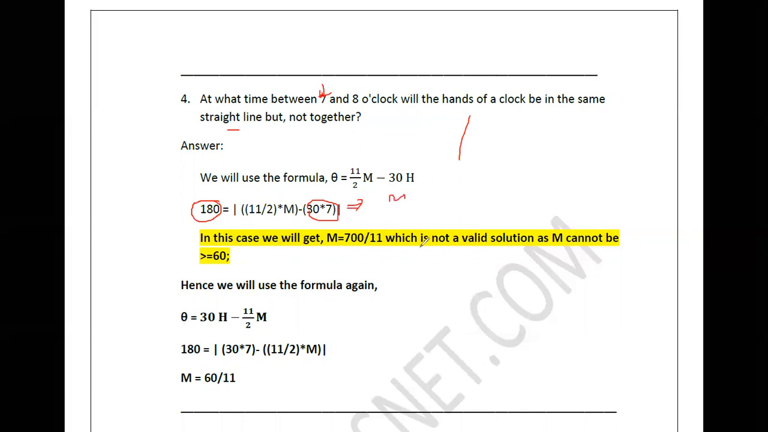which is not a valid solution as m cannot be greater than 60. So we'll try to use this formula again, but we'll write 30h at first, then subtract 11 by 2m, and see what answer we get. Now if we use this formula and replace the value of h here, we have 180 equal to 30 into 7, which comes as 210, minus 11 by 2m. If we solve for m, we'll get m equal to 60, which is the answer in this case.